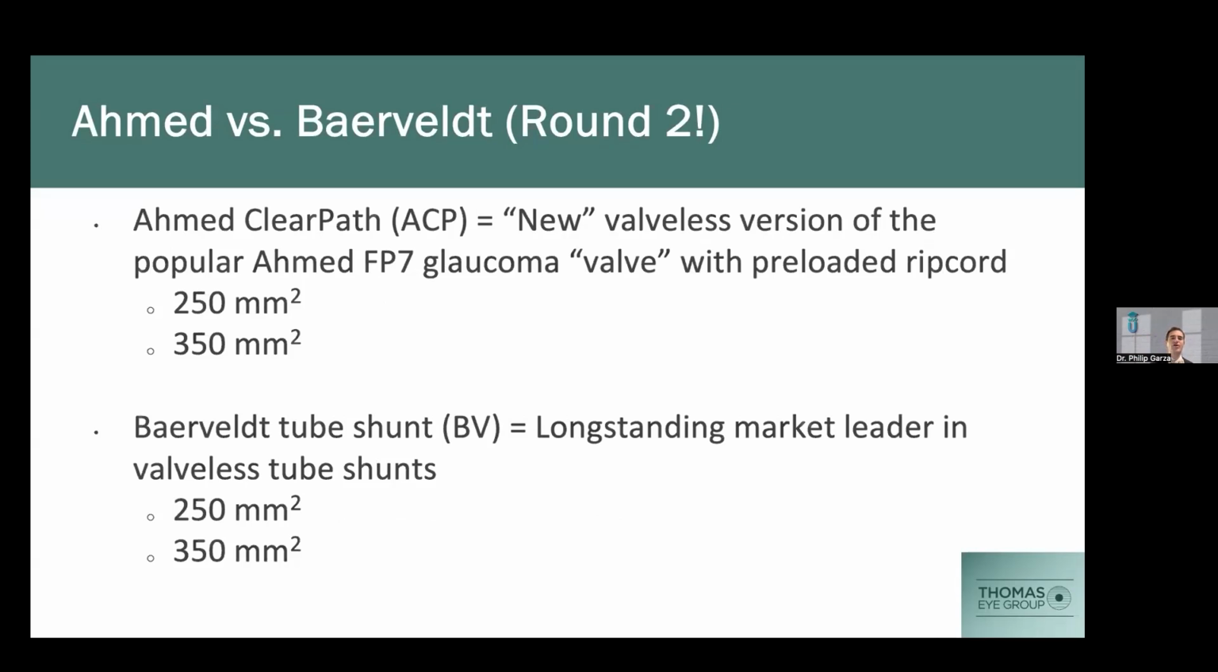And so what this study looked at was the Ahmed ClearPath tube, which is a new valveless version of the valved Ahmed FP7 tube. And it comes with a preloaded ripcord. It comes in small and large sizes, just like the longstanding market leader in valveless tube shunts, the Baerveldt, which has been around for decades, also comes in small and large plate sizes.